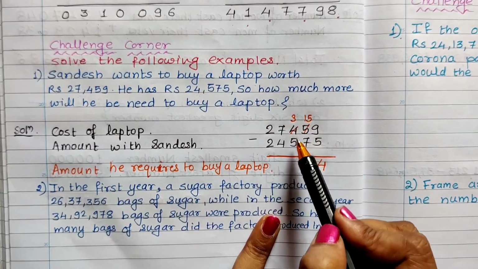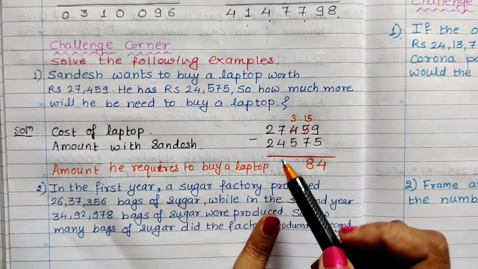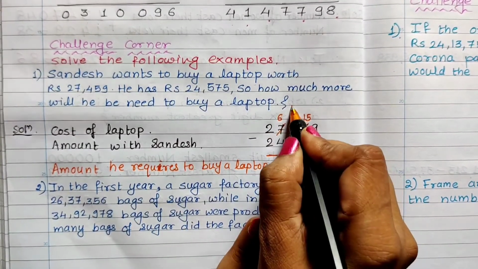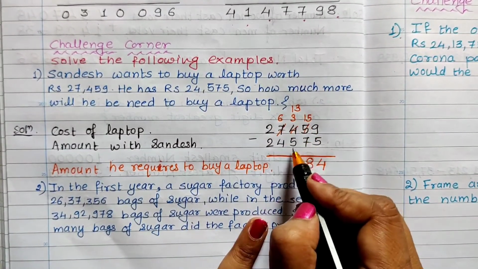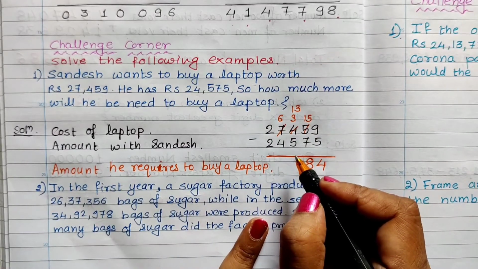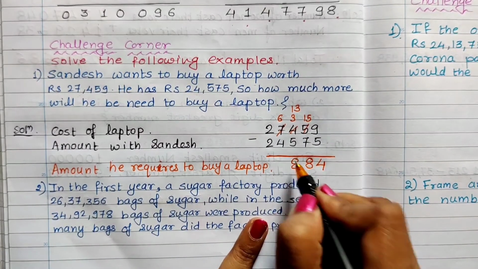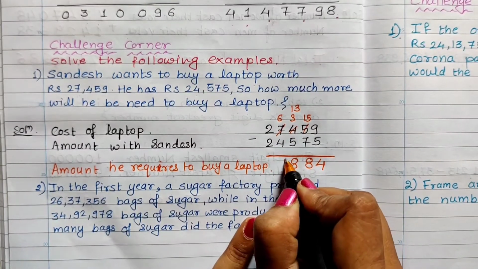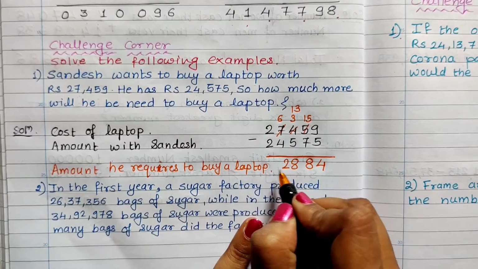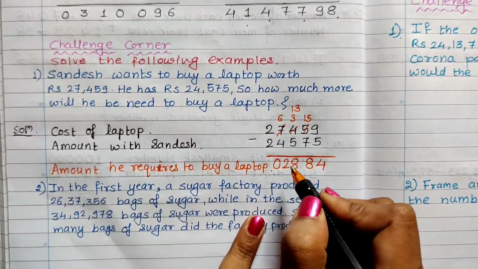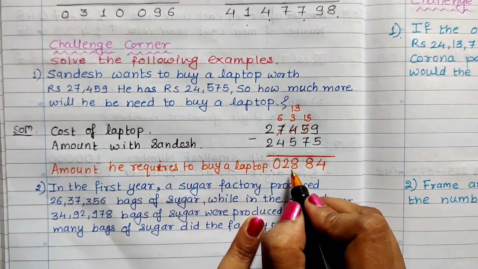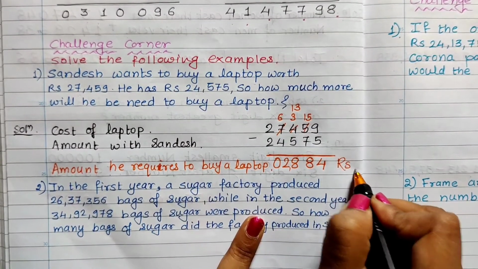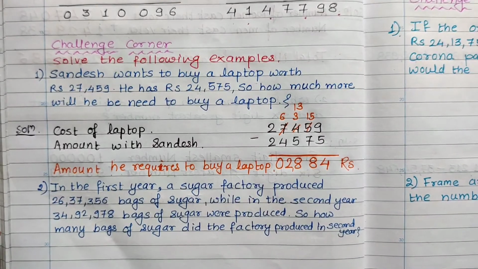Now next. 3 minus 5 cannot be done. 3 is smaller. So we have to borrow 1 from this 7. 7 becomes 6 and 3 becomes 13. So 13 minus 5 can be done. What is the answer? 8. 6 minus 4 can be done, which is 2. And 2 minus 2 is 0. So how much more money he required? 2,884 rupees.